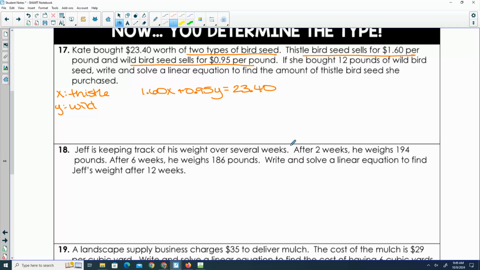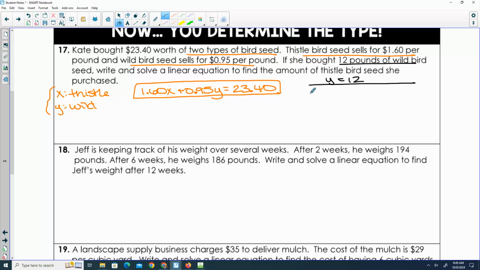Okay. So I have my equation. That's the first thing we need. On these though, if you don't tell me what x and y are, you do lose a point, so you need to tell me. So now we have, she bought 12 pounds of wild bird seed. Wild bird seed was y.